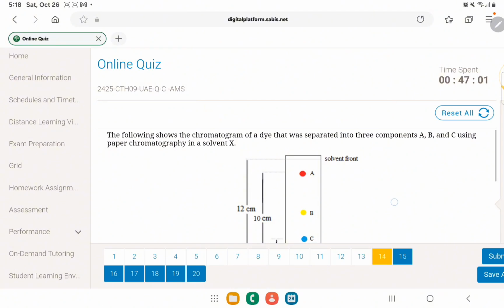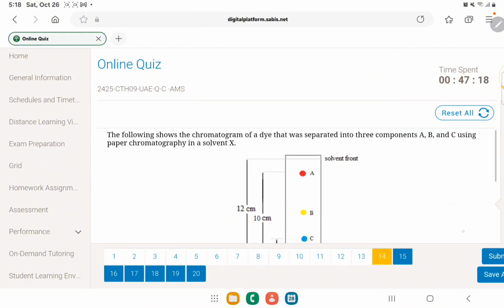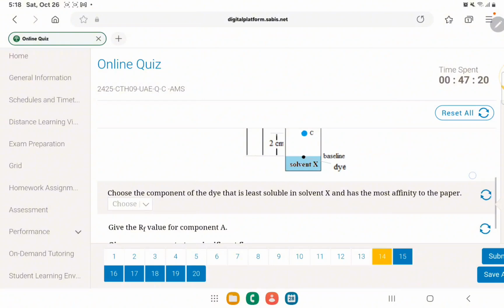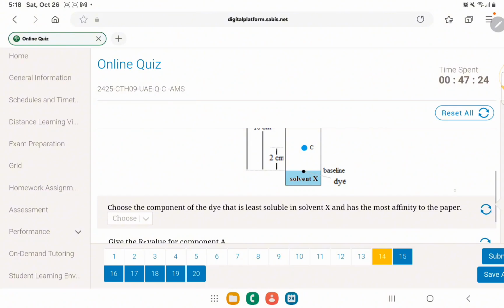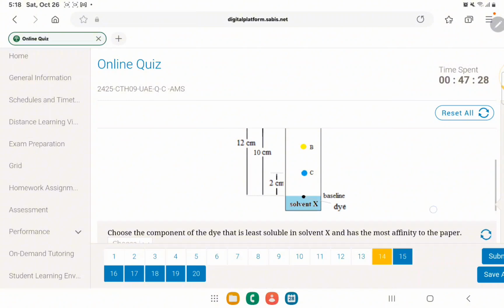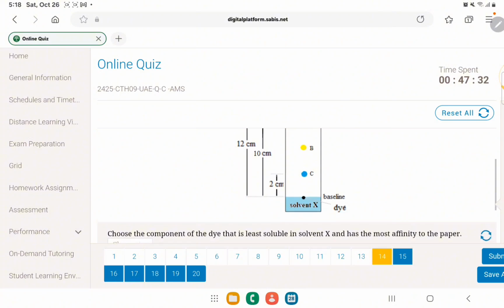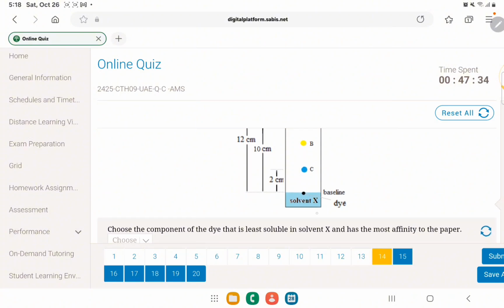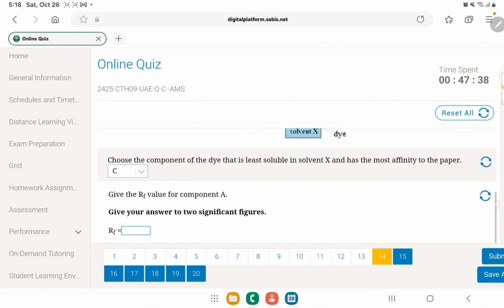Okay, so which of the following shows the chromatogram of the dye that was separated into 3 components, A, B, and C, using paper chromatography in solvent X? So here they give us the length. So we have to choose the dye that's least soluble in solvent X. Least soluble, it's not gonna go really far. It's gonna just stay really close to the baseline. So the answer is gonna be C.